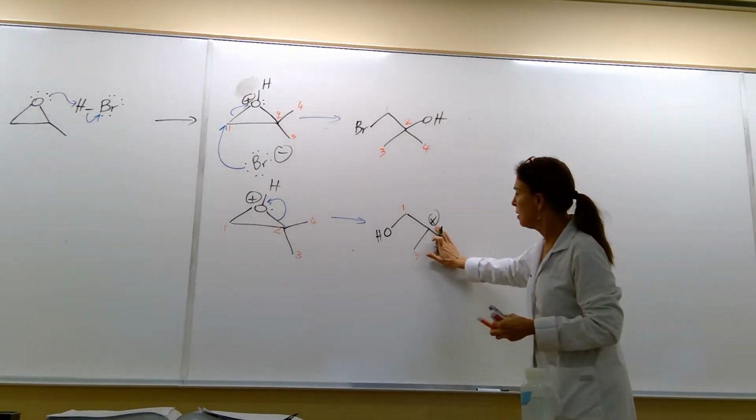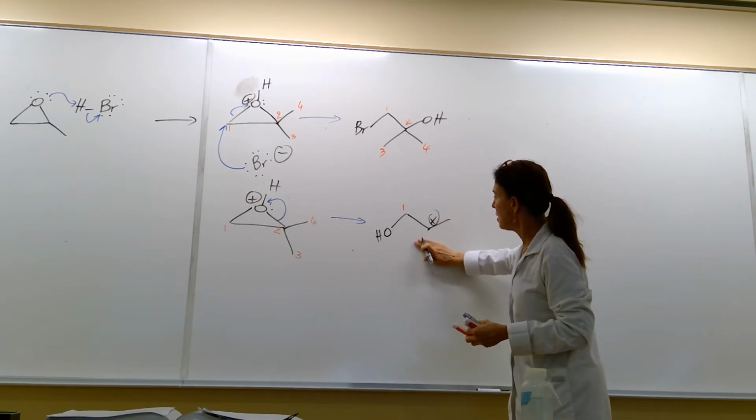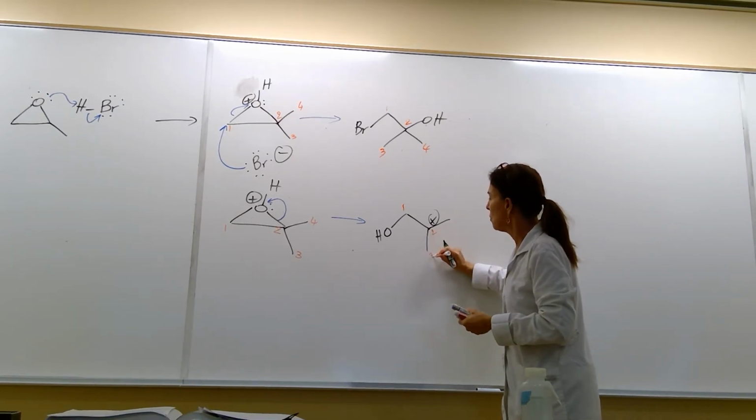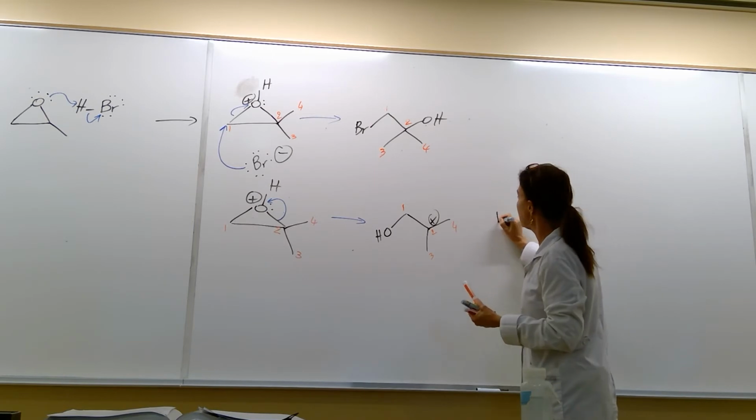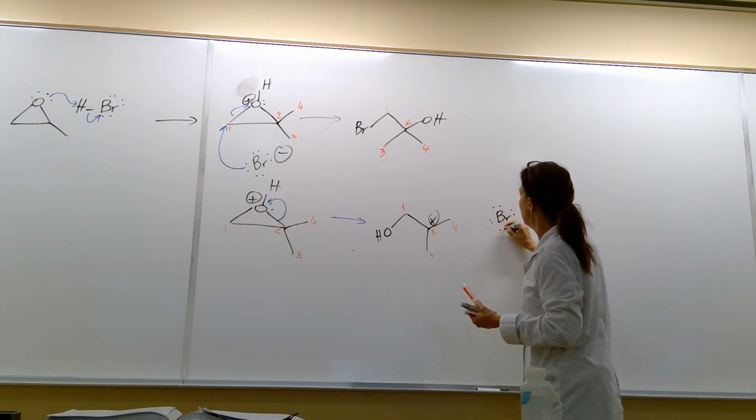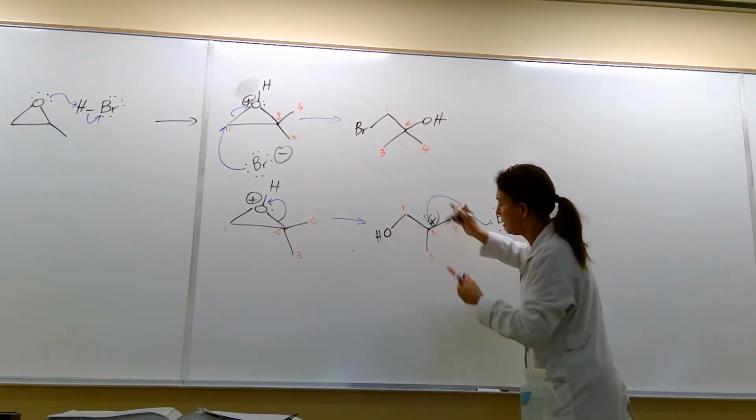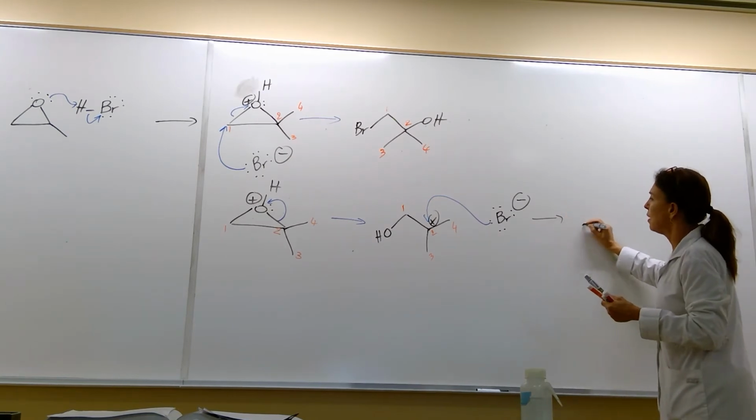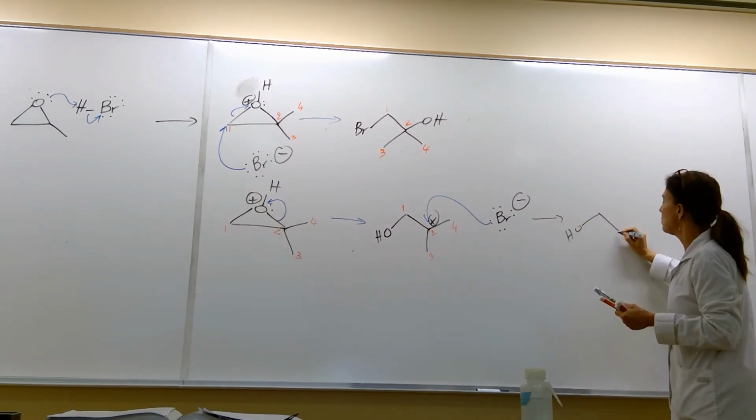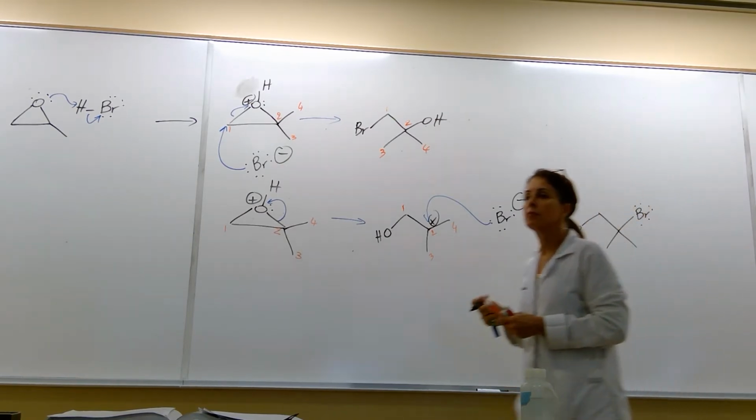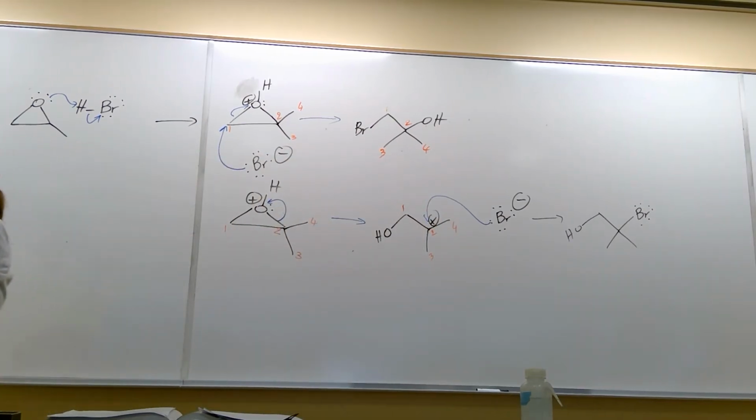And that's a pretty what? Very stable what? Carbocation. So this would be 2, 3, 4. And then the next step would be Br minus will come attached to the carbocation. And we end up with the very different product from the previous one. So the question is, which one is better, the top or the bottom?